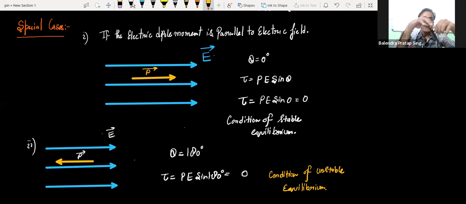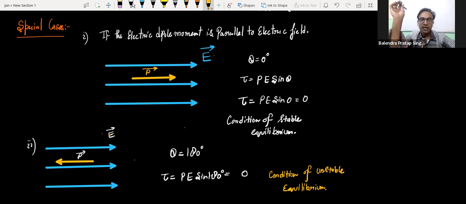But if the dipole is opposite to the direction of the electric field, suppose this is your dipole and this is our electric field, these two are opposite to each other. So in this case, when I apply a very small force, what happens? It will go to the direction of the electric field. That we call the condition of unstable equilibrium.